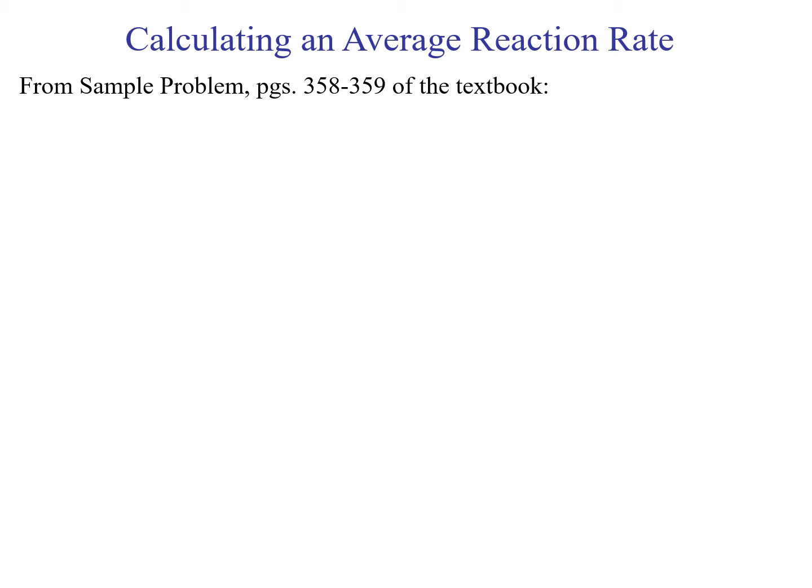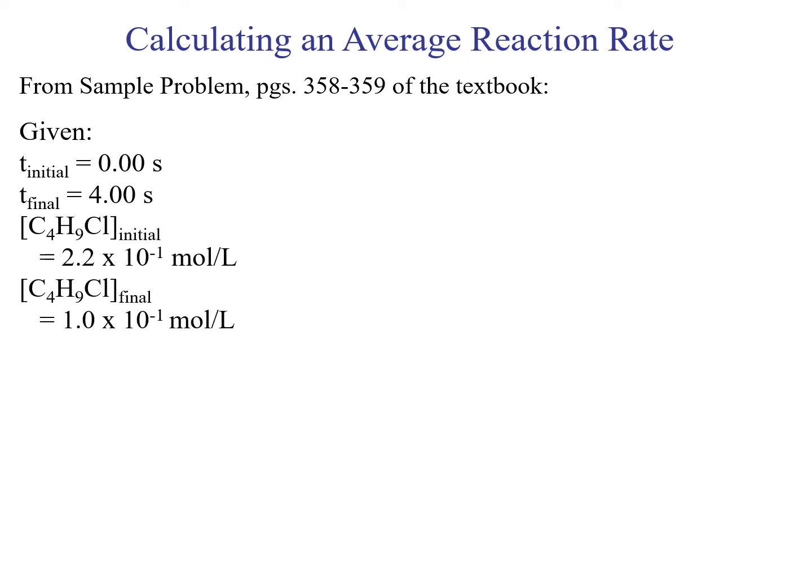And with all our problems, it's good to start with what is given. We know that t initial equals 0 seconds, since we are measuring from the beginning of the reaction, and the final time is 4 seconds. We are also given that the initial concentration of butyl chloride is 2.2 times 10 to the minus 1 mole per liter, and the final concentration is 1.0 times 10 to the minus 1 mole per liter. We need to determine the average reaction rate.